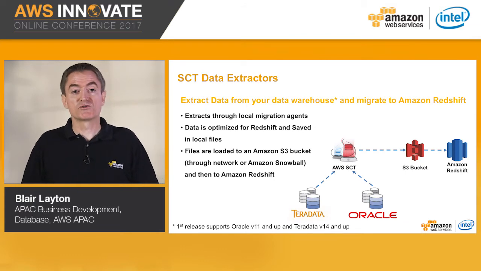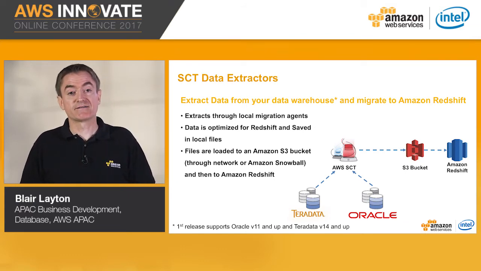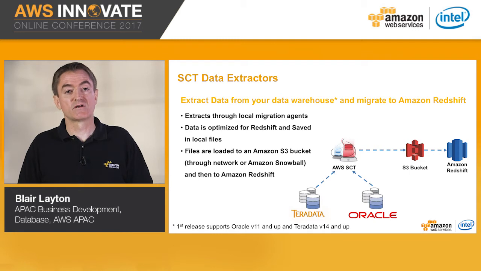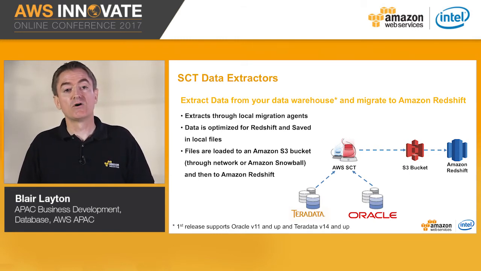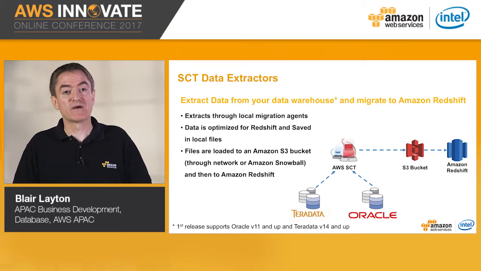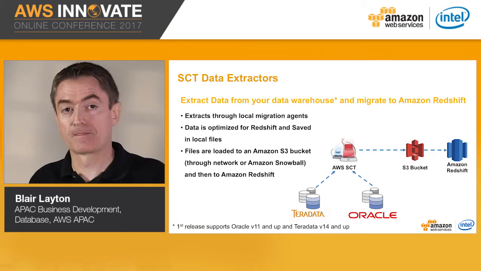SCT recently introduced a new feature, data extractors, to help migrate data warehouses. This extracts the data through local migration agents and optimizes it for loading into Amazon Redshift. The files are loaded into an Amazon S3 bucket, or you can use Amazon Snowball as an intermediate step. This then allows you to load them into Amazon Redshift in the best and most efficient way.